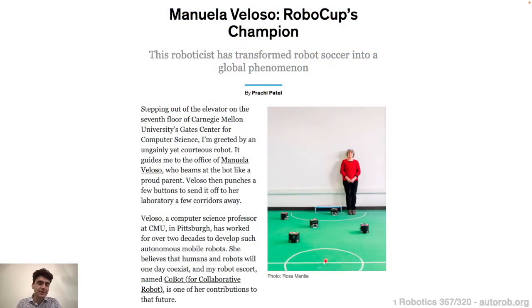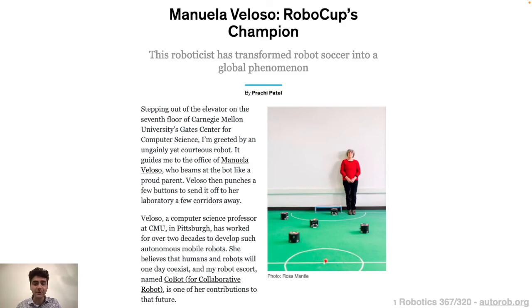In particular, there's a very famous roboticist named Professor Manuela Veloso from Carnegie Mellon, who was one of the champions of RoboCup, in addition to a number of other really exciting and interesting research topics that she pioneered. So if you're interested, this is one particular article that's interesting and worth reading.